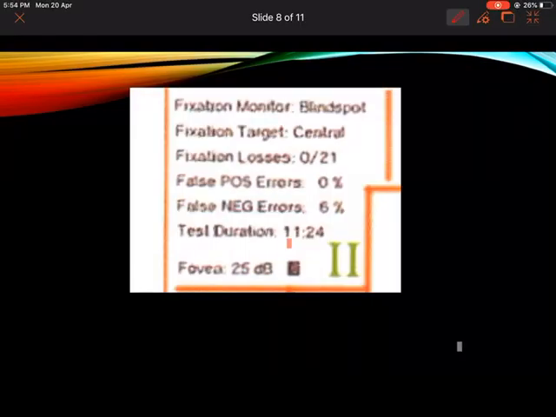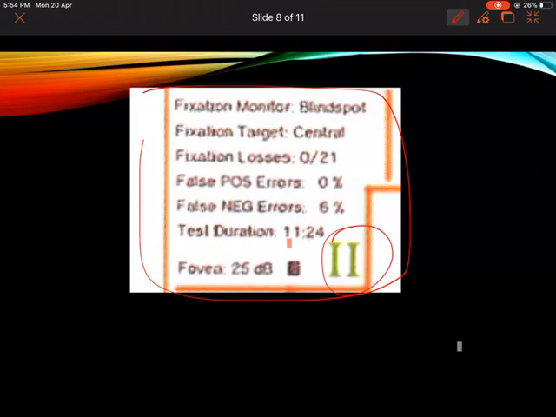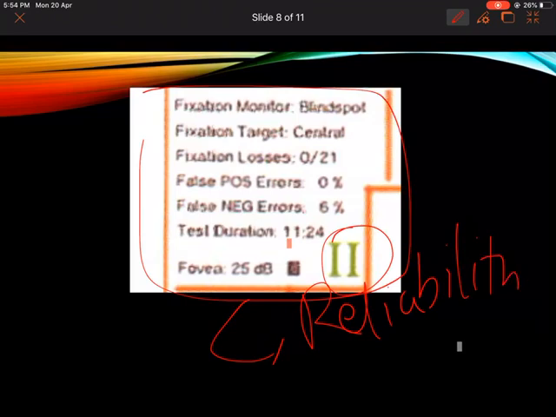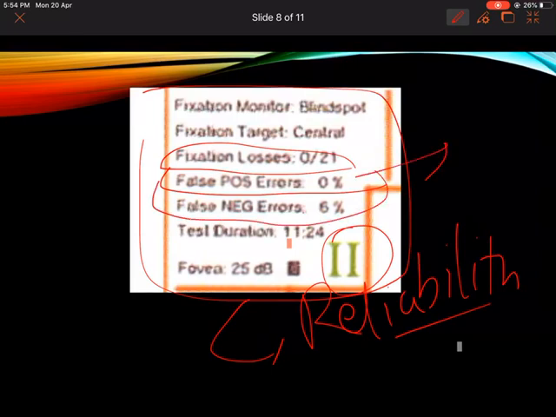Now coming to zone 2. This is zone 2. This is called the reliability index. The reliability index is nothing but how reliable your test is. You have done a test. Now whether the doctor can depend on this test or not, the doctor will decide based on certain reliability indexes. For example, there is fixation loss. What is the fixation loss? What is the false positive error? What is the false negative error? Based on this, the doctor will decide whether to depend on the test or not. We'll see all those things now.